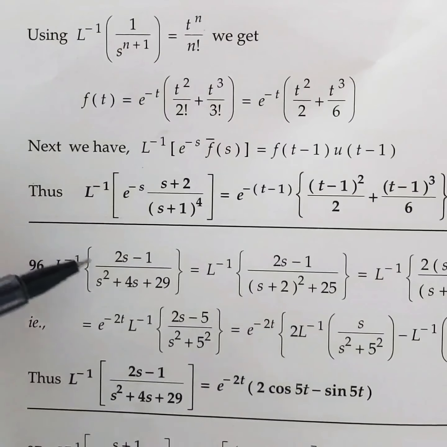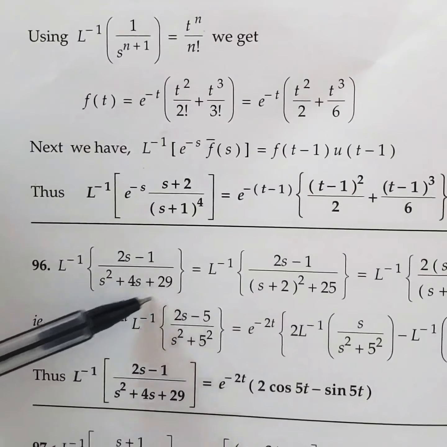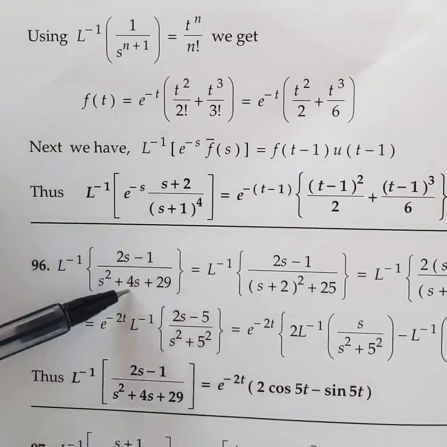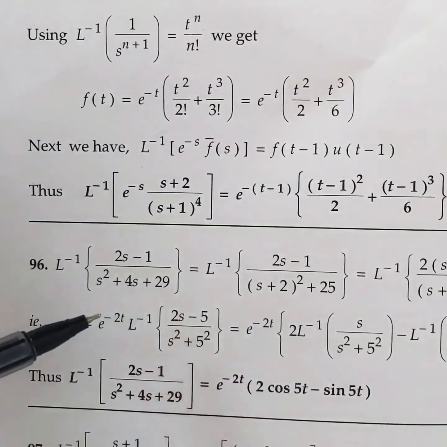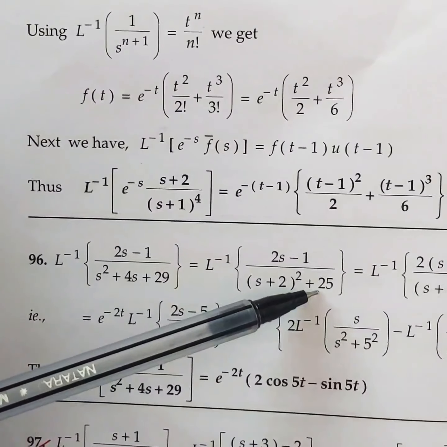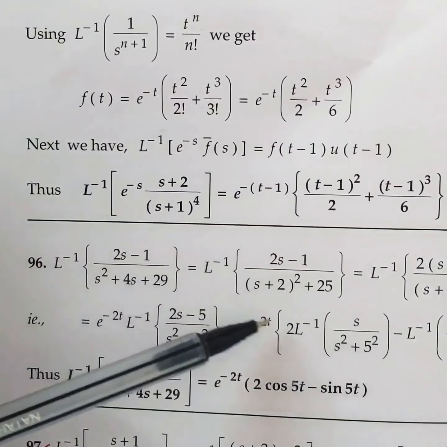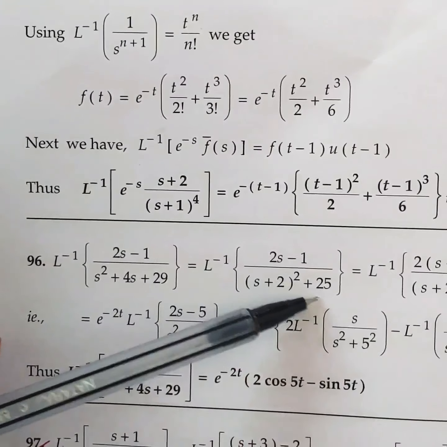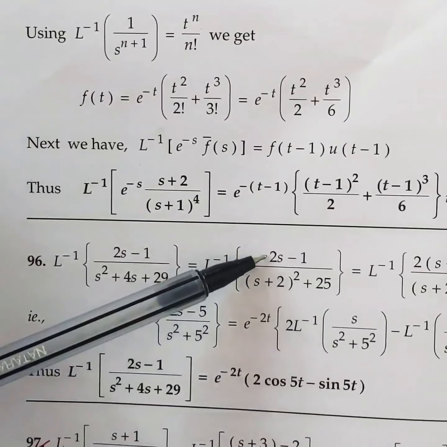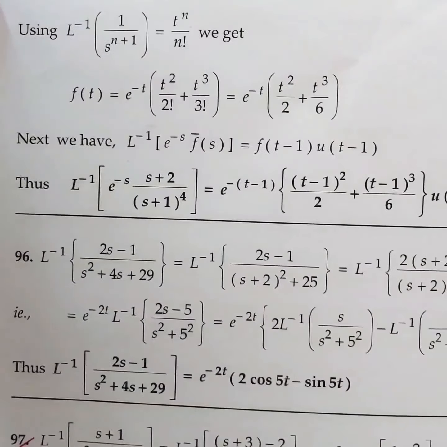Okay. And if you see this problem, only s is there. So I have to write denominator and numerator in terms of complete square. So the denominator I have written s plus 2 the whole square plus 25. First you always fix the denominator. Okay. So s plus 2 the whole square plus 5 square. Denominator is fixed. Now numerator I want in terms of s plus 2. So you have to do the simplifications accordingly.